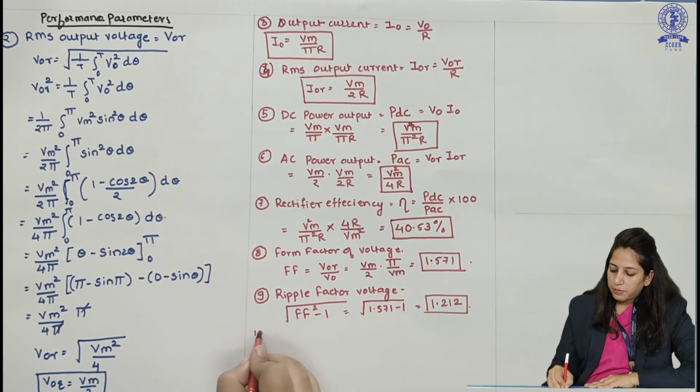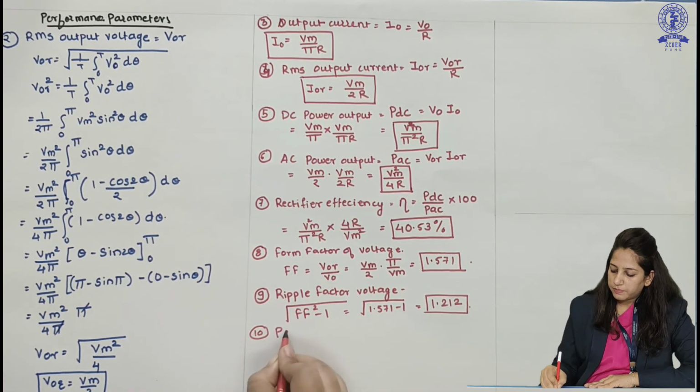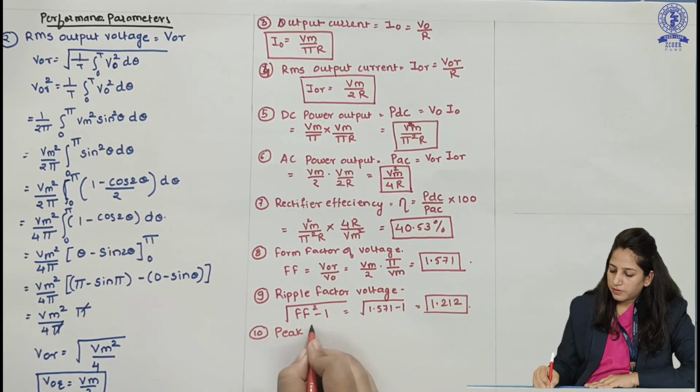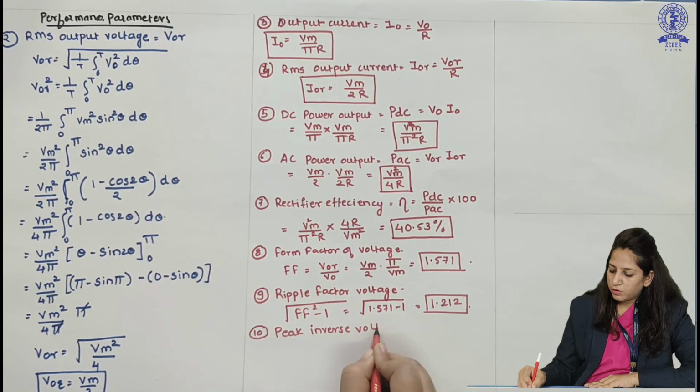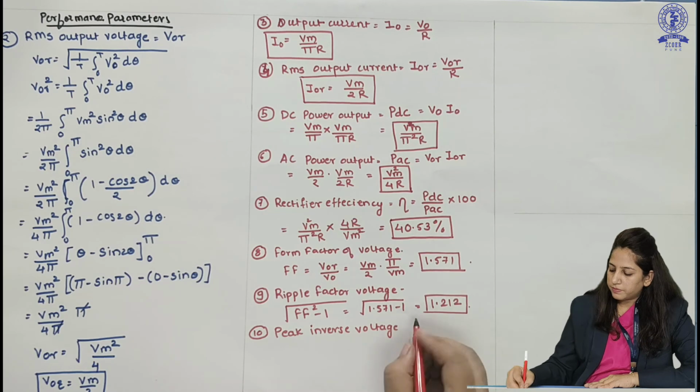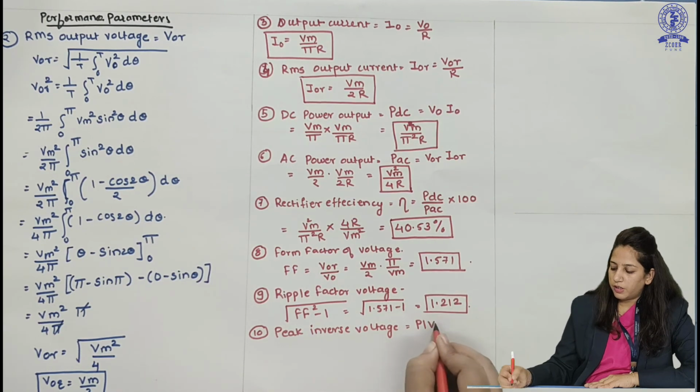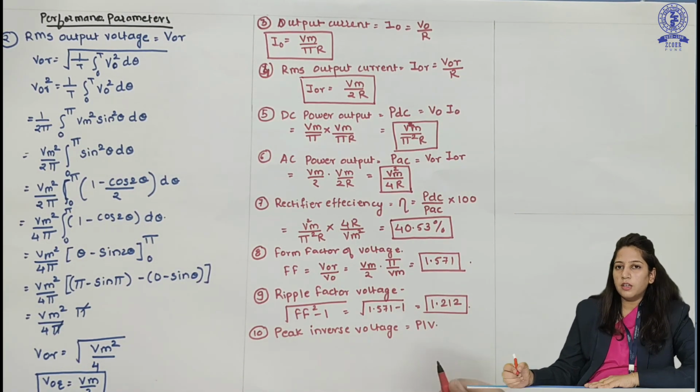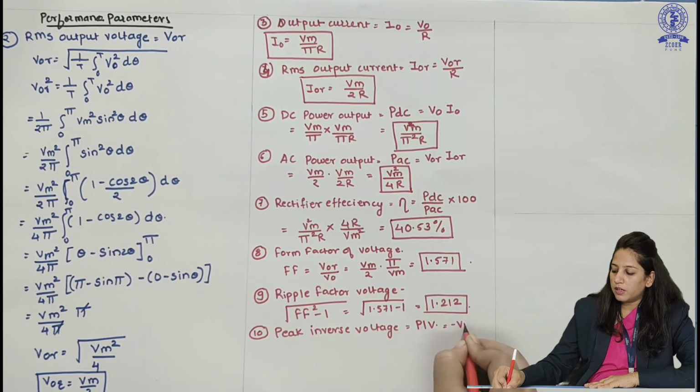Again, 10th is peak inverse voltage, which is PIV. We have seen before in the waveforms that the maximum voltage across the diode was minus Vm. So peak inverse voltage is minus Vm.